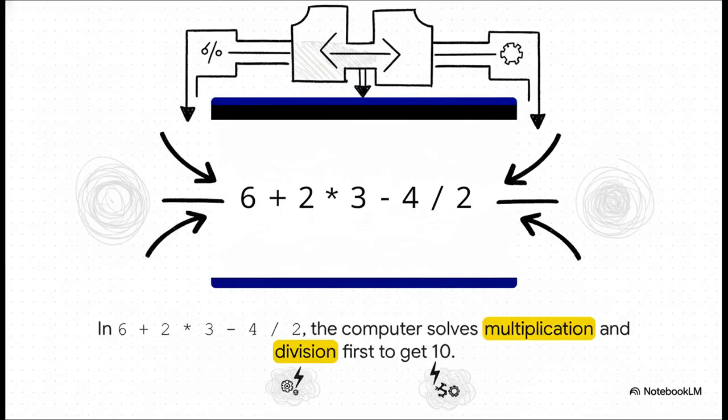This is a perfect example of it in action. When a computer sees this expression, it doesn't just read it left to right. No way. It scans for the highest priority stuff first. So it spots the 2 times 3 and the 4 divided by 2, solves them to get 6 and 2, and then it goes back to handle the addition and subtraction. That's how it methodically lands on the right answer, 10.